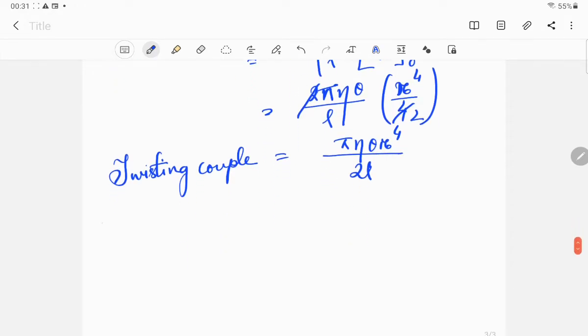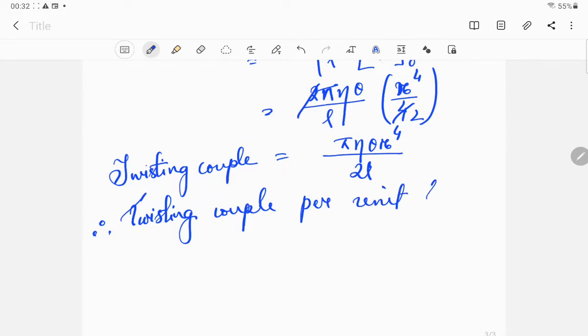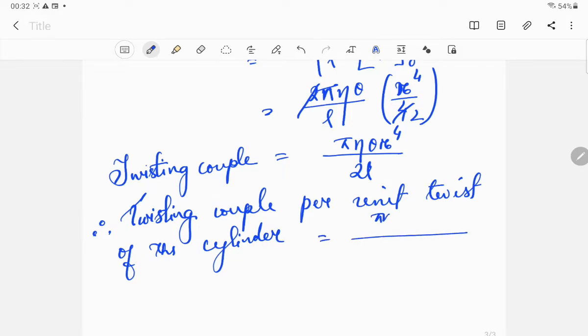Okay, so therefore the twisting couple per unit twist of the cylinder is equal to pi eta theta r to the power 4 by twice L by theta. So what remains is pi eta r to the power 4 by twice L. So this is the expression for twisting couple per unit twist, and it is denoted by C.